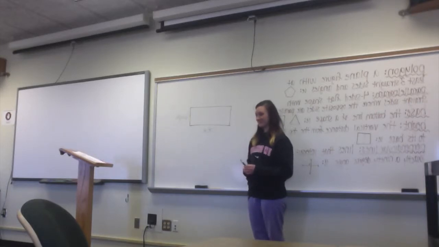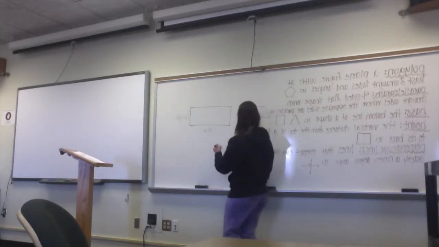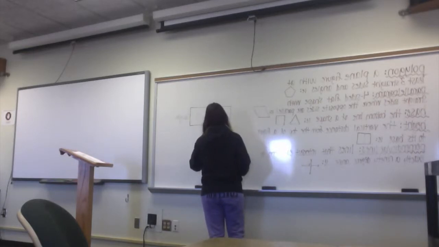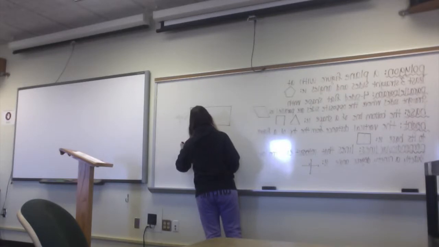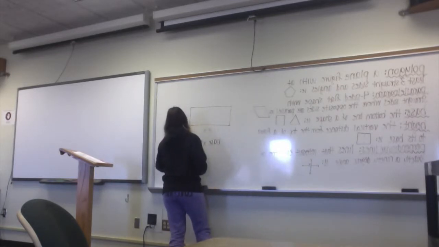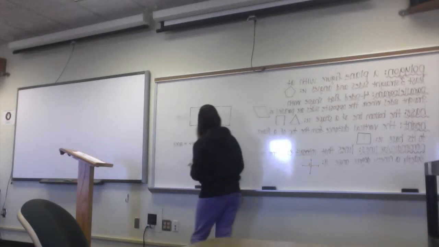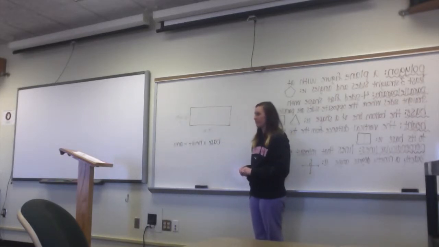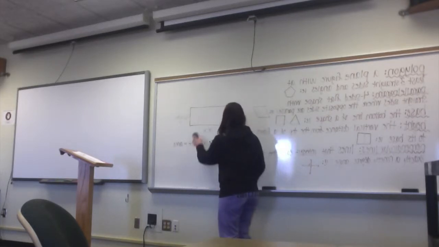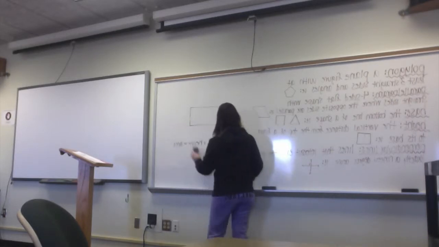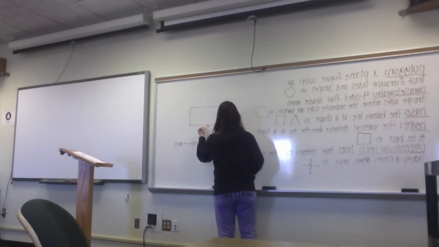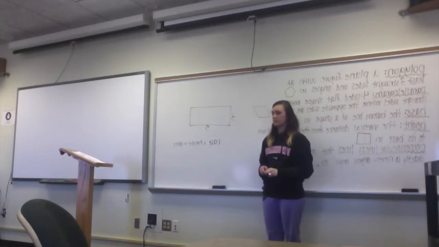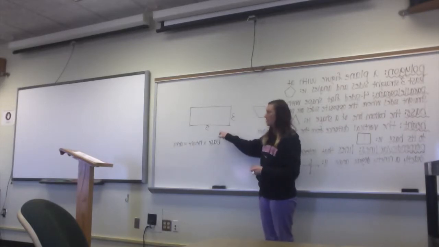Adam. We take the base times the height. Yes, very good. The base times the height gives us the area of our rectangle. I'm going to write a couple examples so that we can practice our multiplying. What would the area of this rectangle be if our height is 3 and our base is 5?